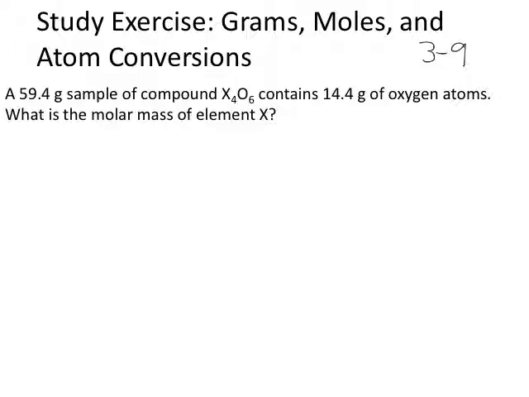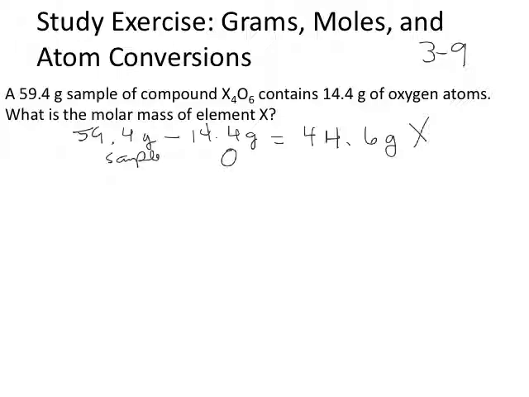So the way I work this is I take the mass of the compound, because it's a binary compound, the 59.4 gram sample, minus 14.4 grams of oxygen equals 44.6 grams of X.